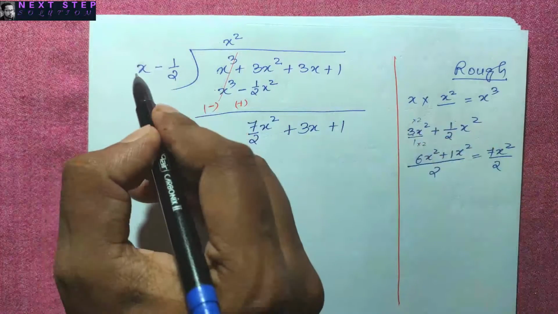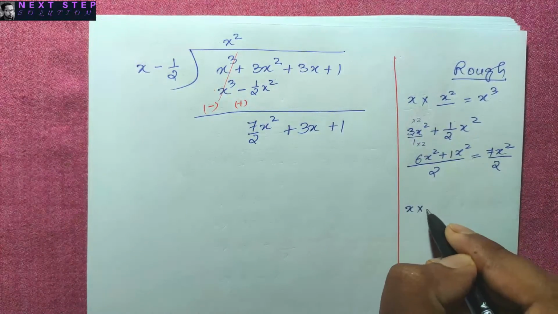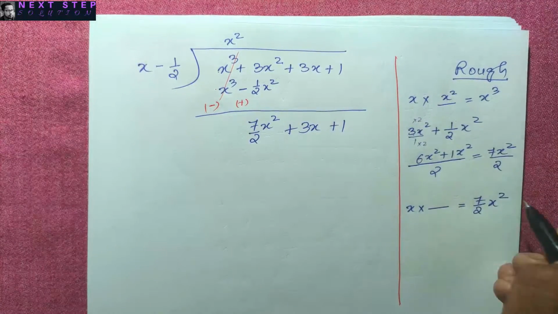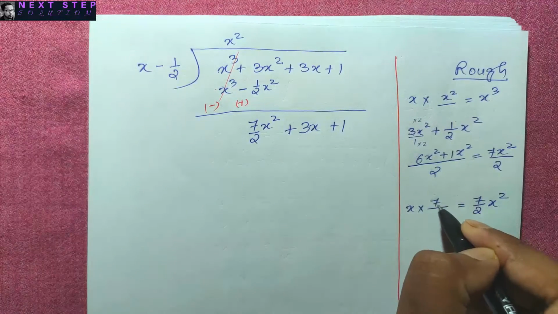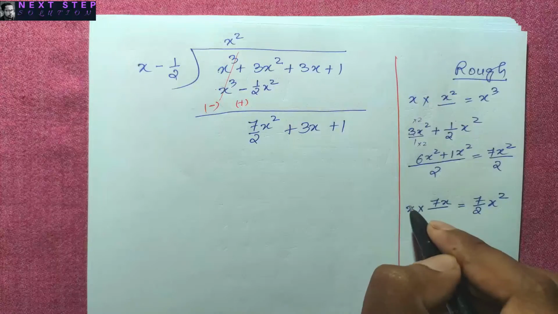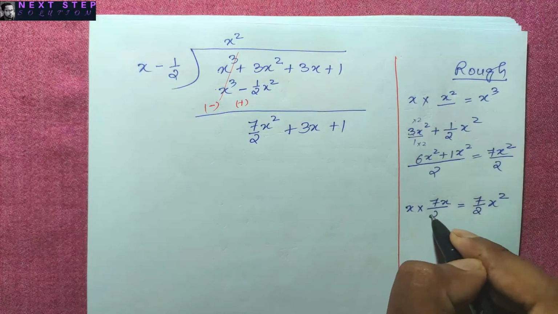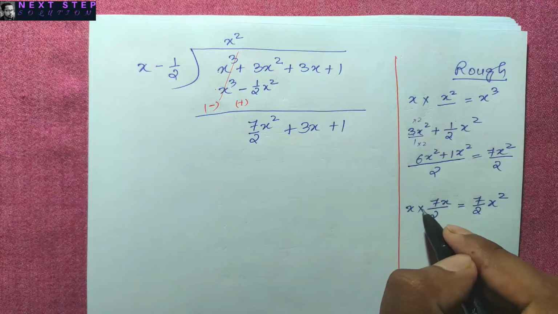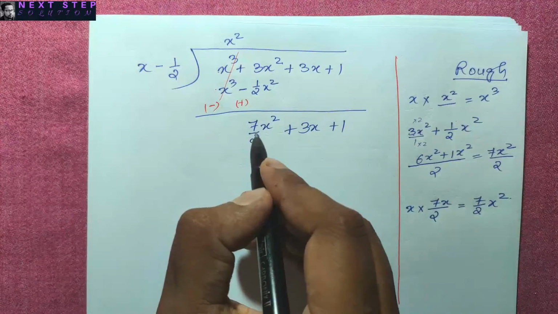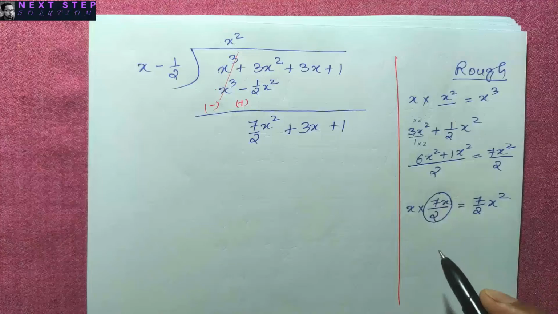Now x should be multiplied with something and the answer should be 7 by 2 x square. If x is multiplied with 7 alone, it becomes 7x. If we take 1x with 7, we have 7x into x becomes 7x square. But we also need denominator 2, so we need to take denominator 2. Now x into 7 by 2x will make it 7 by 2x square, which is correct. So we need 7 by 2x square by multiplying it with 7x by 2.